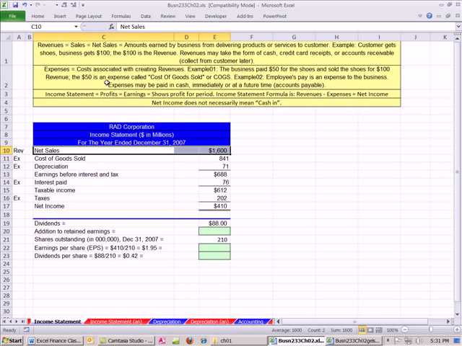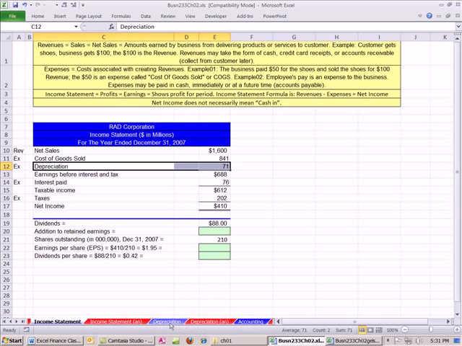Also, with cost of goods sold, we could also pay cash for that shoe, or we could have accounts payable on our books for cost of goods sold. So we have cost of goods sold. Depreciation, I'll actually show you how to calculate in just a moment. Then we have our earnings before interest and tax.